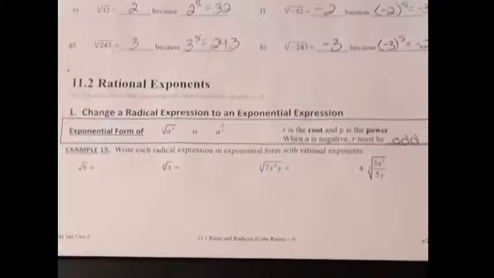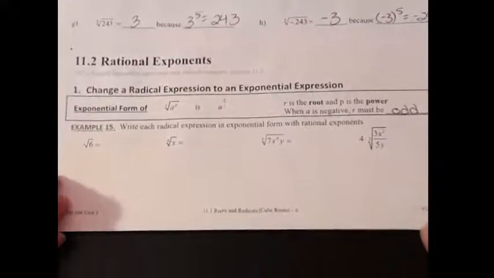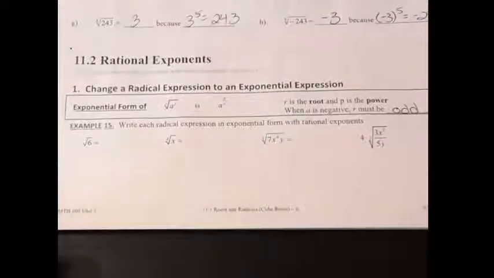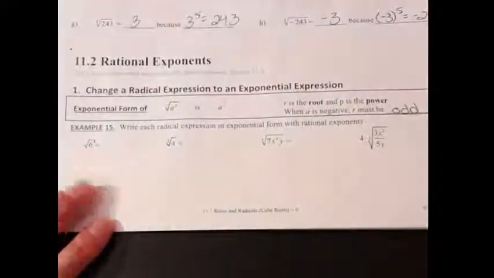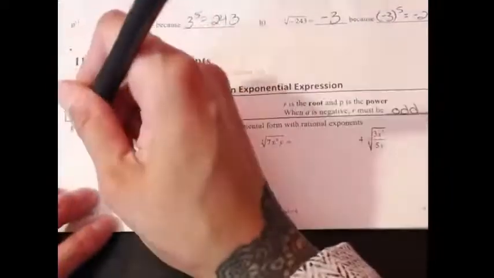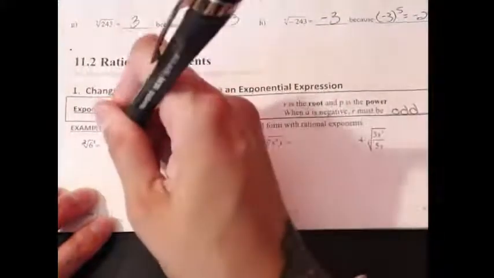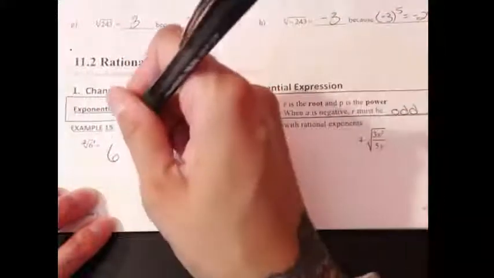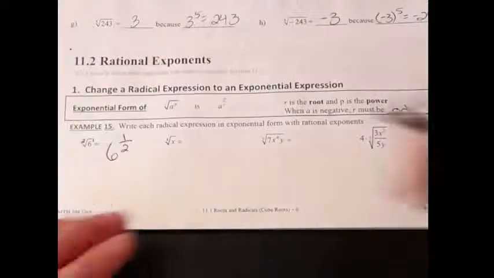But let's take a look. So we want to write each radical expression in exponential form. We start with the square root of 6. Keep in mind this 6 is being raised to the first power. And when we say square root, we know that our index, our root, is 2. So to write this in exponential form, you keep the base and you write it as power over root.